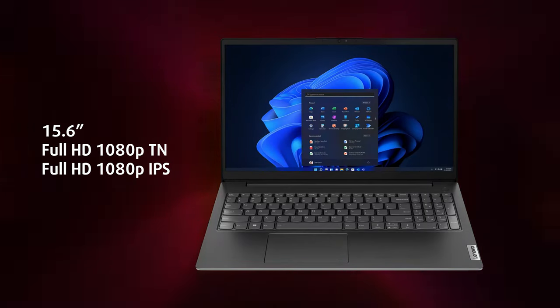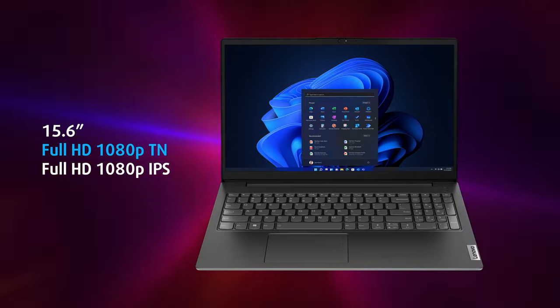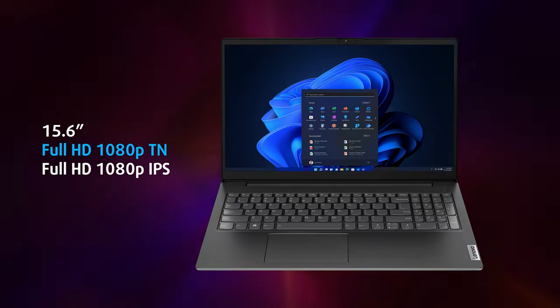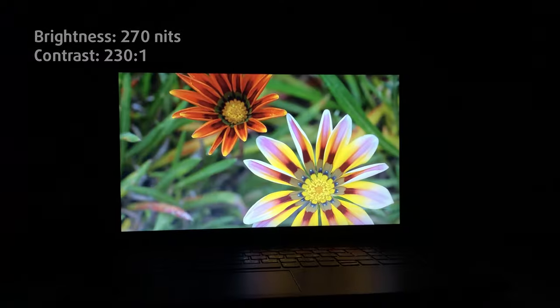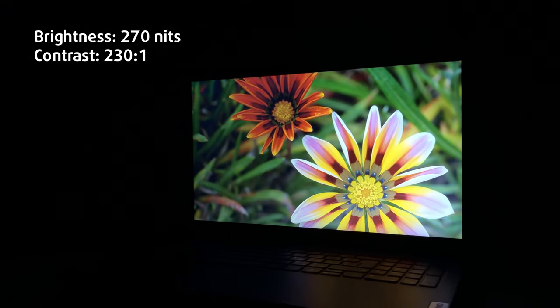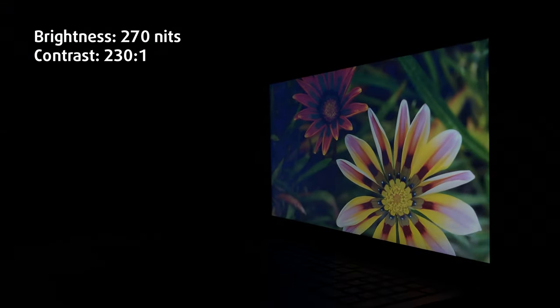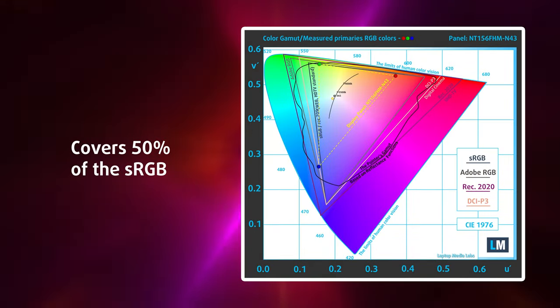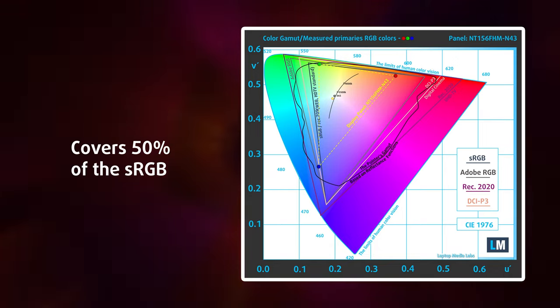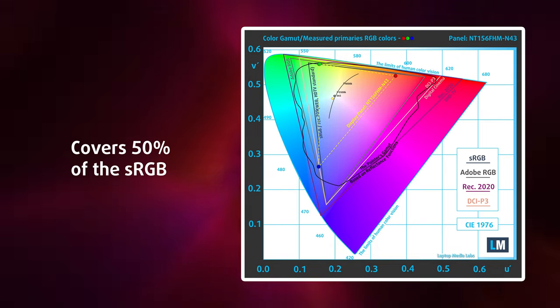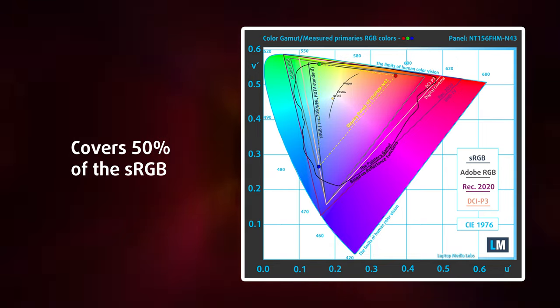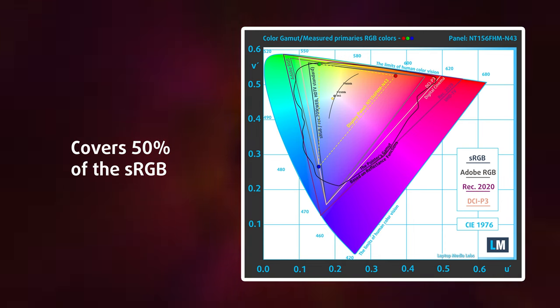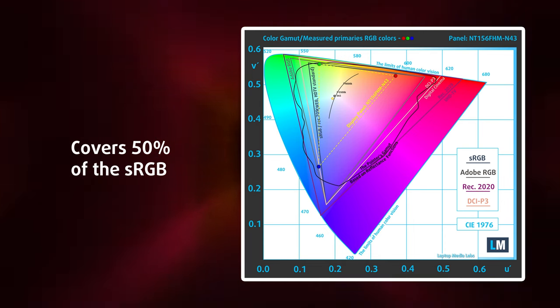We could have gone with the full HD IPS panel, but we wanted to remind ourselves why not to choose a TN display. The unit here still has a full HD resolution, but the viewing angles are narrow and the contrast ratio is really low. It also covers only 50% of the sRGB color gamut, which means that the colors aren't very saturated, but we don't expect to see anything different even from an IPS panel at this price point.